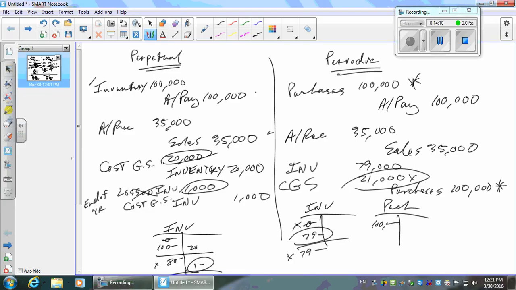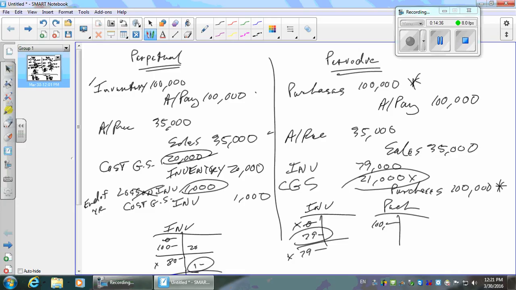Didn't record all your cost of goods sold or something, or you recorded too much cost of goods sold, or too little purchases or too much purchases. All kinds of different errors. So did that kind of do it? We're good? Okay. Which method would you prefer to use in your company for better internal control?